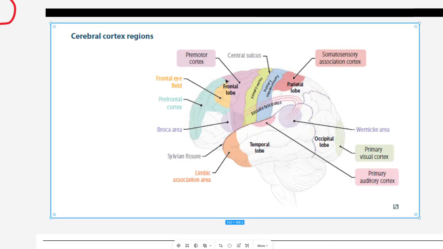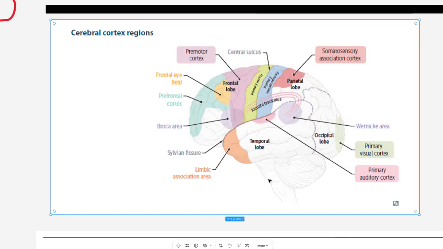Now, the primary motor cortex. The primary motor cortex initiates voluntary movement. So, the corticospinal tract starts from here. The corticospinal tract starts from the precentral gyrus. All this area is also called the precentral gyrus because it's just in front of the central sulcus. So that's why it's also called the precentral gyrus. It initiates voluntary movement and it controls the motor homunculus.